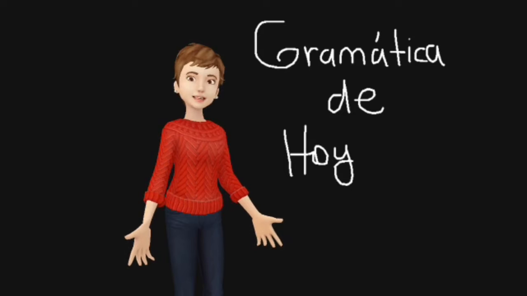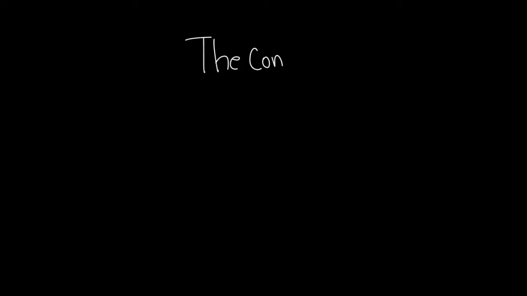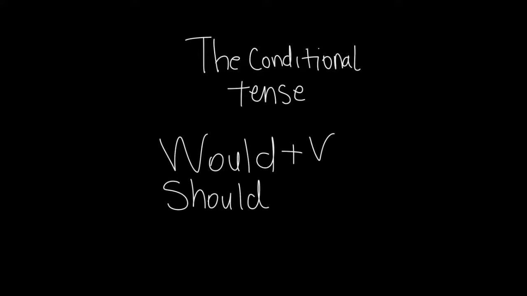Today we're going to learn about the conditional tense, so let's begin. The conditional tense in English is the equivalent of the words would, should, and could, all of them followed by a verb. Now let's take a look at how to form the conditional tense in Spanish.